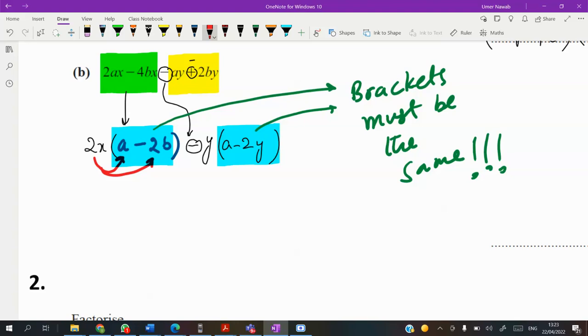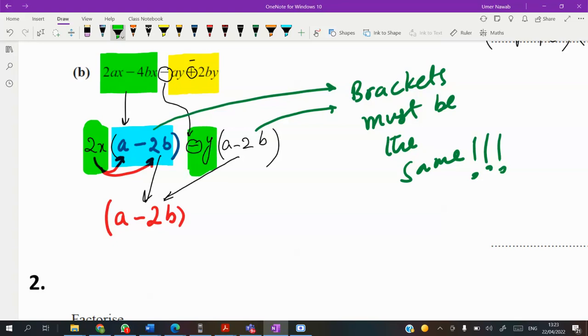Now the next procedure is I will copy the bracket only one time, a minus 2b. And in this bracket, a minus 2b, a minus, why did I write it? It is y. Yeah, now it's fine. So a minus 2b and a minus 2b. So I copied it. What is left outside? 2x and minus y. Now I need to write it in the second bracket. So 2x minus y. Believe me, guys, if you multiply these two brackets, you will get the original expression.